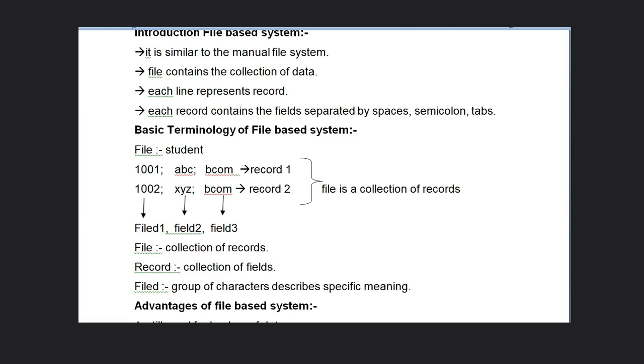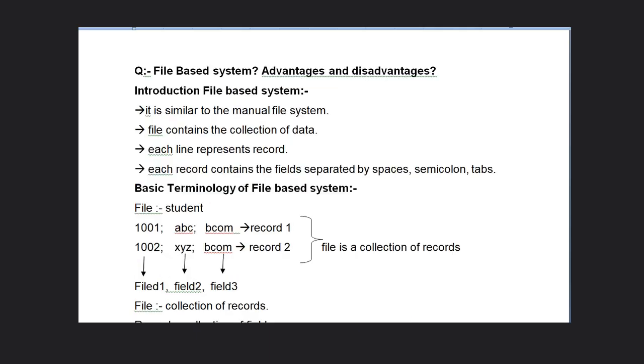Welcome to DBMS class. Today we are going to discuss the file-based system, and the advantages and disadvantages of the file-based system. Before discussing the advantages and disadvantages, first of all we will see what a file-based system is. In the beginning of computer-based data processing, there were no databases, so the data was maintained by using a file-based system.